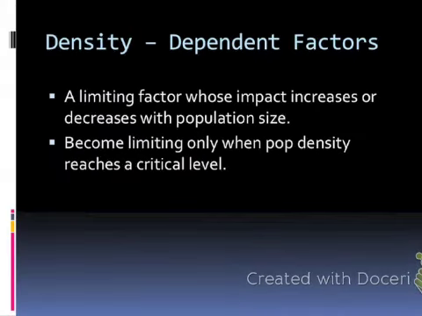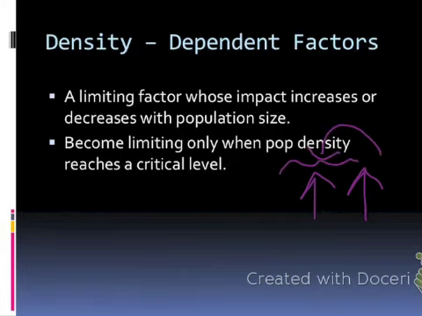They are what we call proportional with one another. So with these limiting factors, as the population rises, so does this factor's influence on the population, limiting the growth of that population and bringing it back down.